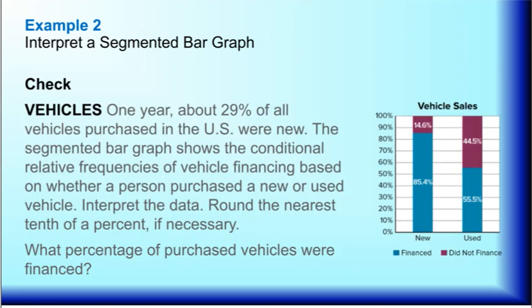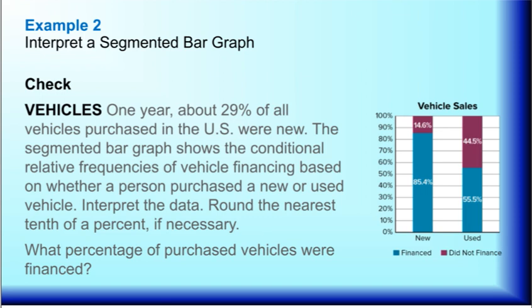And our last one. Here, about 29% of all vehicles purchased in the U.S. were new. The segmented bar graph shows the conditional relative frequencies of vehicle financing based on whether a person purchased a new or used vehicle. Interpret the data, rounding to the nearest 10th of a percent if necessary. So what percentage of purchased vehicles were financed? That's the main question we want to answer.